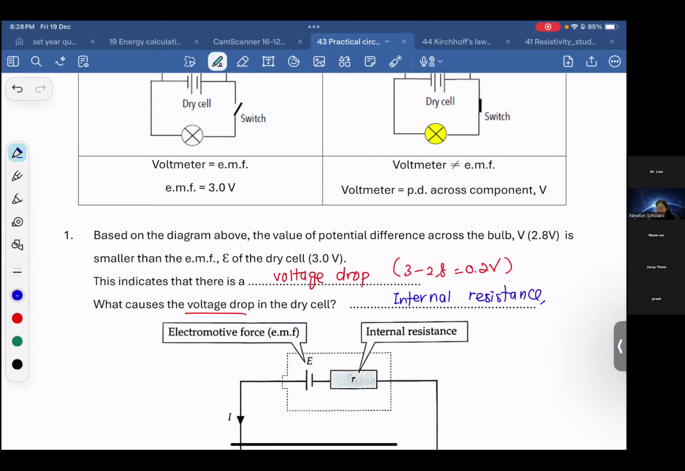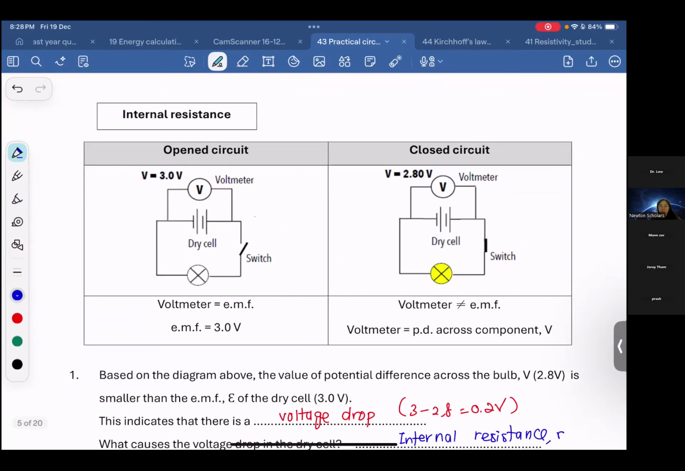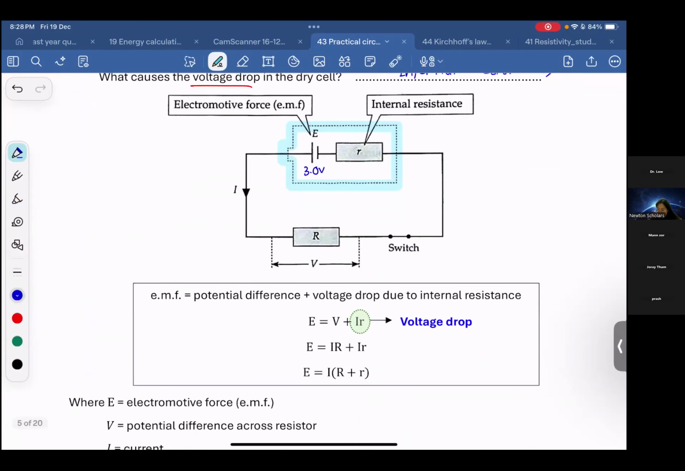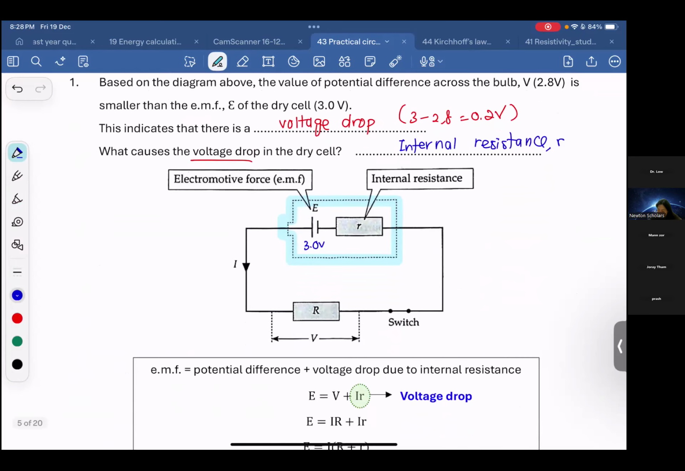For this internal resistance, we use the symbol small r. For the component's resistance, we use capital letter R. So for this part, this is the battery. Inside the battery, we have internal resistance. Let's say here 3.0 volt. Just now we measured here, open circuit is 3.0 volt. Then after that, we close the switch and measure. I found my voltmeter reads 2.8 volt. This 2.8 is across the component, so I write here 2.8 volt. So where is the 0.2? Actually, it is here, 0.2 volt.